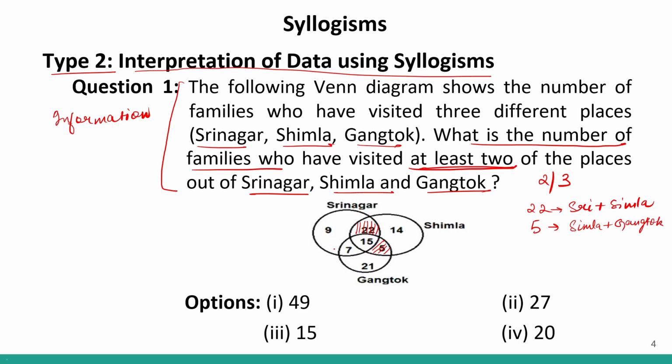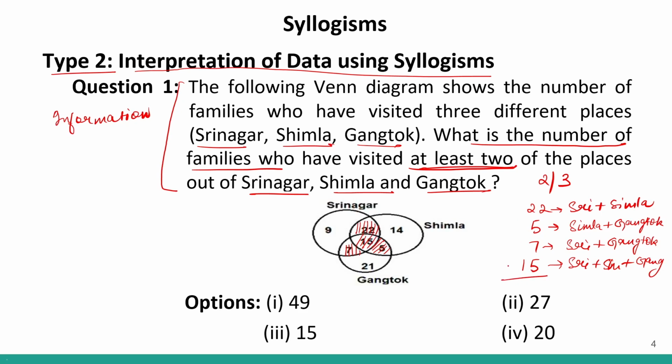Then this one, 7 families have visited Srinagar and Gangtok. So now we have families who have visited at least 2 places. Now there are certain families, 15 families who have visited 3 places, who have visited Srinagar also, who have visited Shimla also, and who has visited Gangtok also, correct?